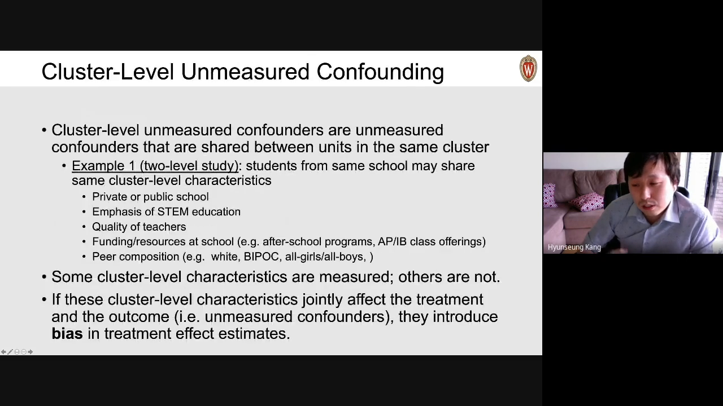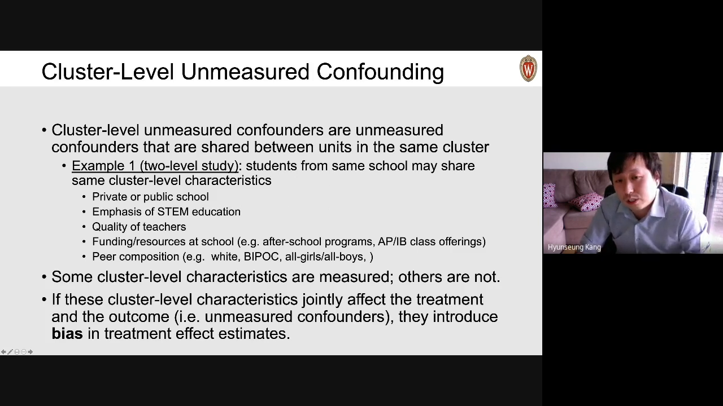However, in cluster level and multi-level observational data, there's another type of unmeasured confounder known as cluster level unmeasured confounder. Cluster level unmeasured confounders are unmeasured confounders that are shared between units in the same cluster. So if you look at the 2-level study that I introduced a couple of slides back, if students belong to the same school, they may share the same cluster level characteristics. Maybe the students go to the same private school or same public school.